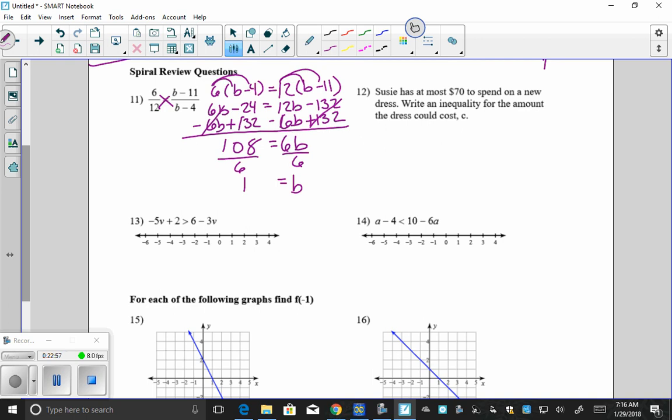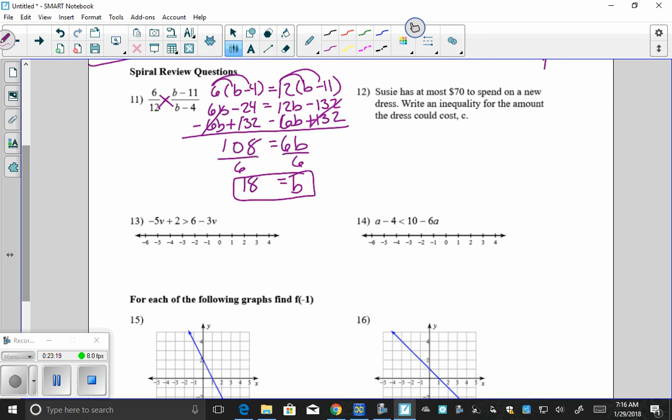Let's see. 18. B equals 18. So that is how you do a proportion problem. Number 12 is an equation.